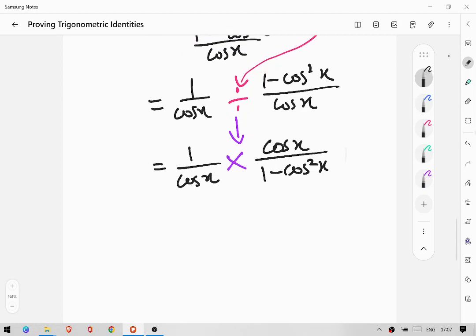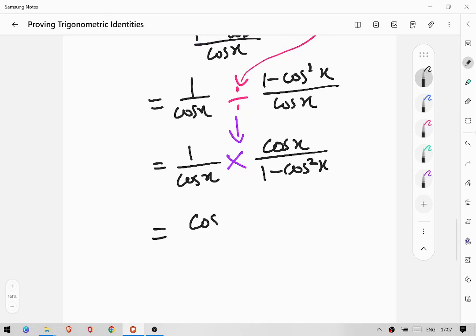So, multiply fractions. Numerator by numerator, so we get cos x. No need to multiply everything, we can cross out and simplify. We can divide them and cancel them out. So that leaves us with 1 over 1 minus cos squared x.